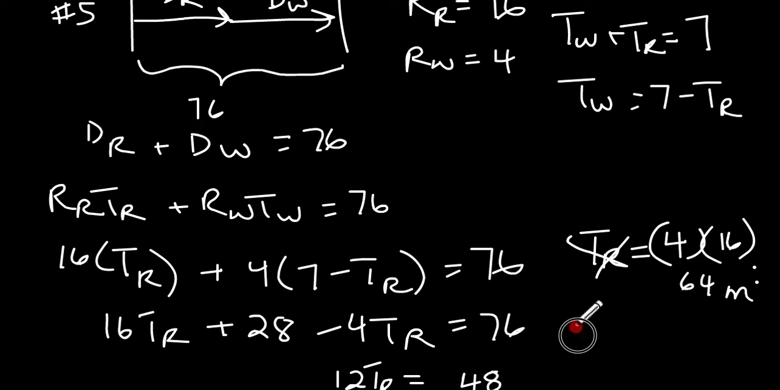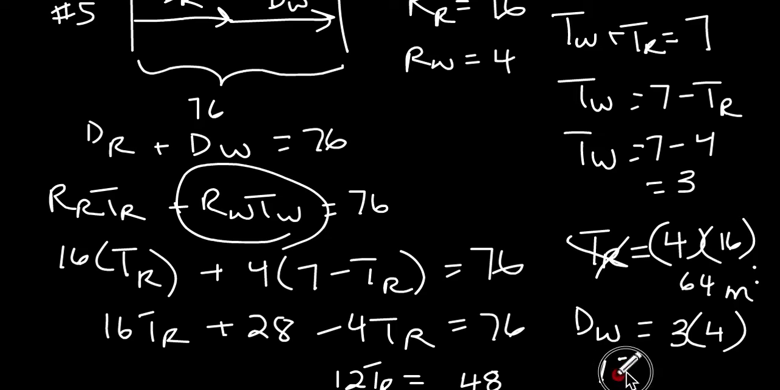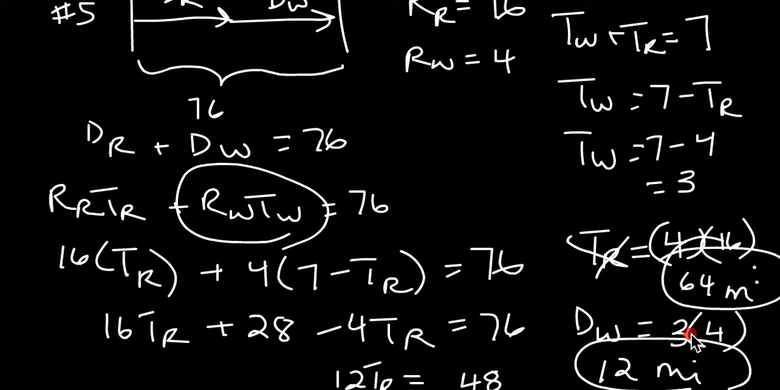And then to get the distance walking, the distance walking right here is rate walking times time walking. So the time walking is going to be 7 minus 4. The time walking is 3 hours. So the distance walking is 3 hours times its rate, which is 4, which is 12 miles. And so these are the two answers. We're looking for distance, so you have to take your rate times your time to get your distance.